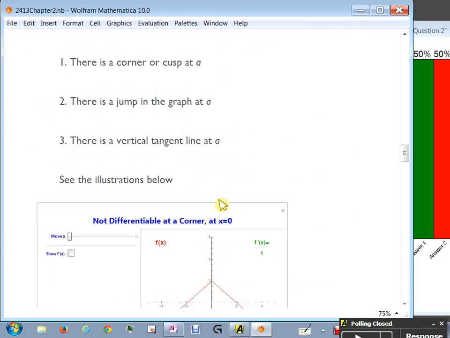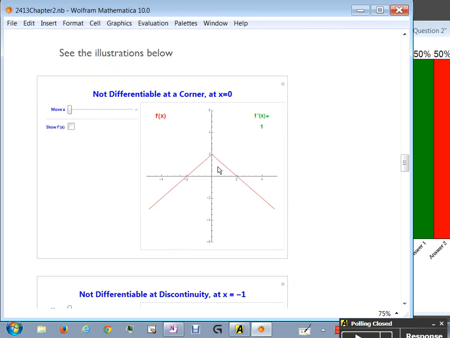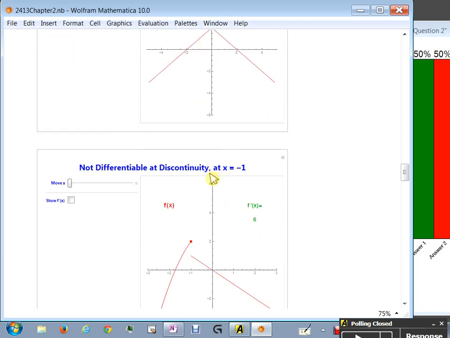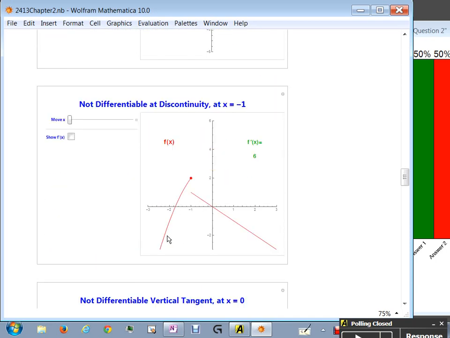Here's an example of a function that is continuous, right? I can draw it without picking up my pencil. But it fails to be differentiable where? At 0, right? Now, it's differentiable everywhere else, because I can find the slope of the tangent line on this curve until I get to that little corner. Now, is this function continuous? Well, it's continuous, and there's a jump, right? But everywhere it's differentiable, it's continuous.